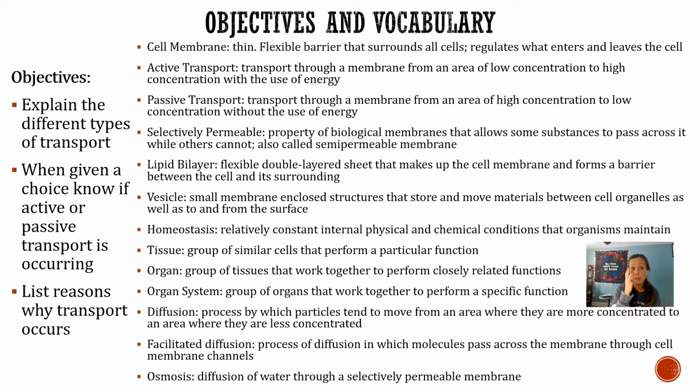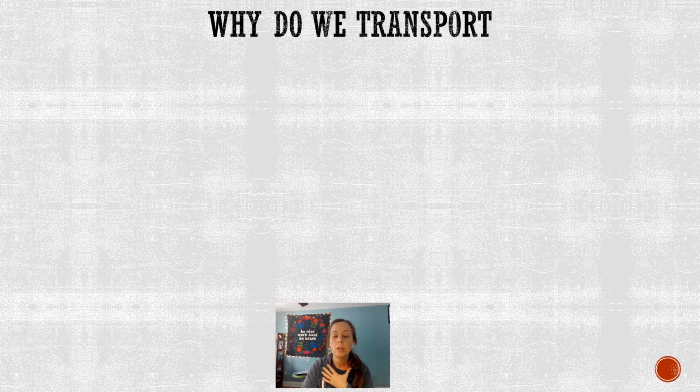Okay. In our objectives, what you're going to do is at the end of this unit, you should be able to explain the different types of transport. When given a choice, you should know if something is active or passive transport, and then you should be able to tell me why transport occurs in our body. So why do we need transport?